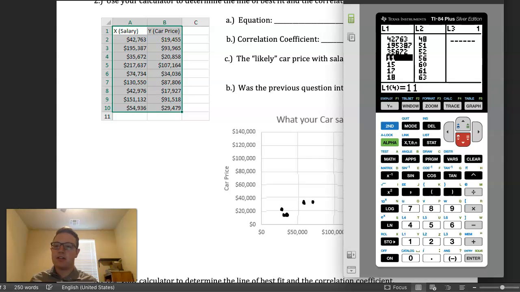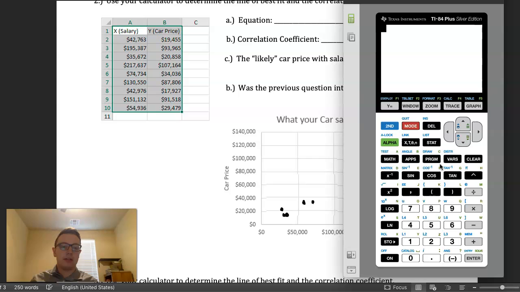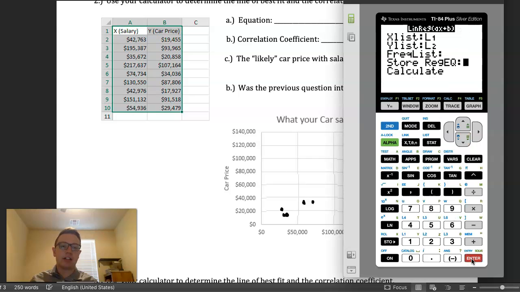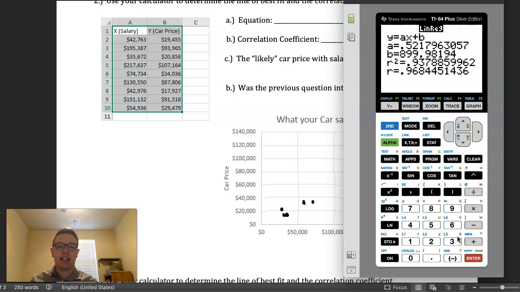Make sure you've put all of your values in. All right, now that we have all of our data in, and we make sure our lists are the same length, we're going to do a linear regression. We're going to find our line of best fit, which we do by going into our stat menu, into calculate, and finding our way down to lin, or linear regression. Again, we can just click right through this and calculate.